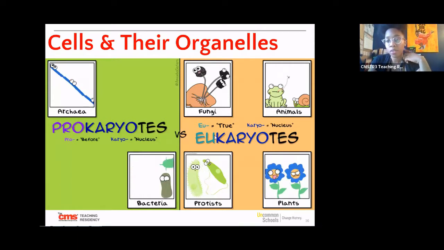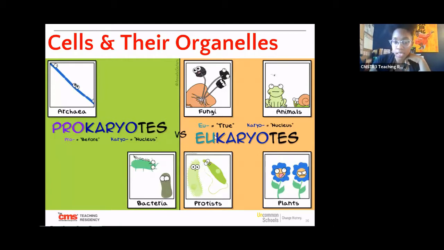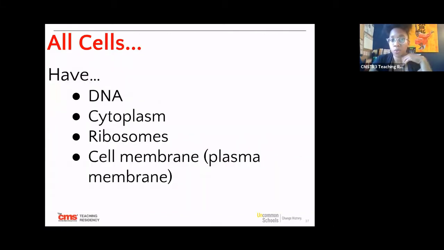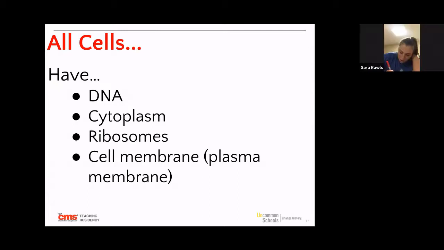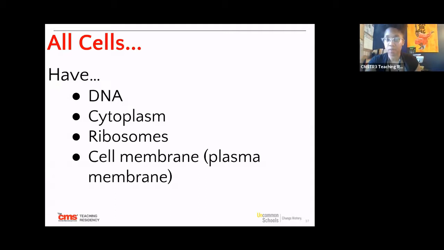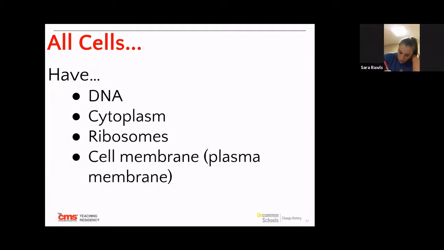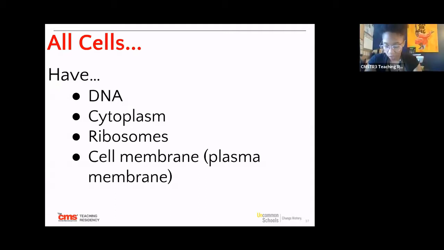So we're going to focus on eukaryotic cells and the organelles that they contain, starting with the ones that all eukaryotic cells have. So whether you're plant, animal, fungus, protista, whatever, you all have these 4 things in common. First thing would be DNA. All eukaryotic cells have DNA organized as chromosomes. The number of chromosomes will differ depending on the organism, but all types of eukaryotic cells have that DNA coiled up into that chromosome structure.